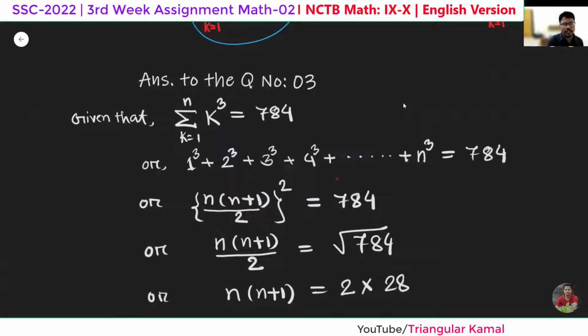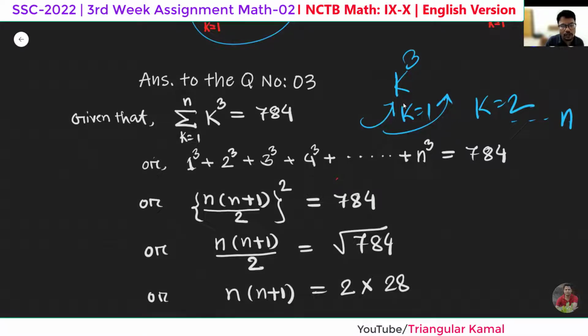Answer question number 3, given a sum from k equals 1 to n. k equals 1 to n means first we will apply k cube. First we will apply k equals 1, then k equals 2, up to k equals n. So when k equals 1, there will be 1 cube. When k equals 2, there will be 2 cube.